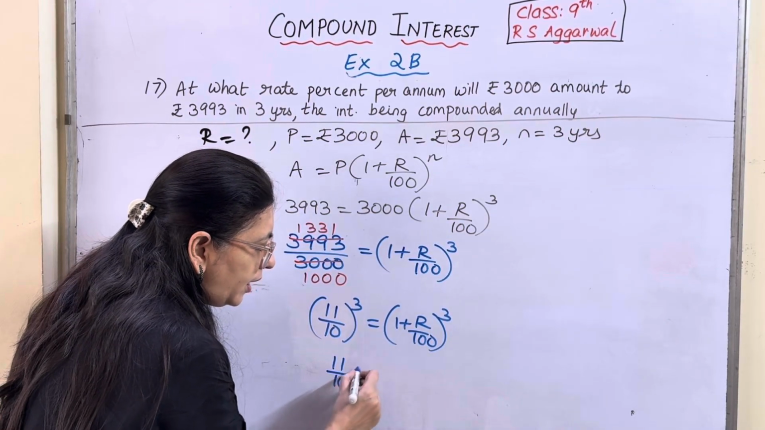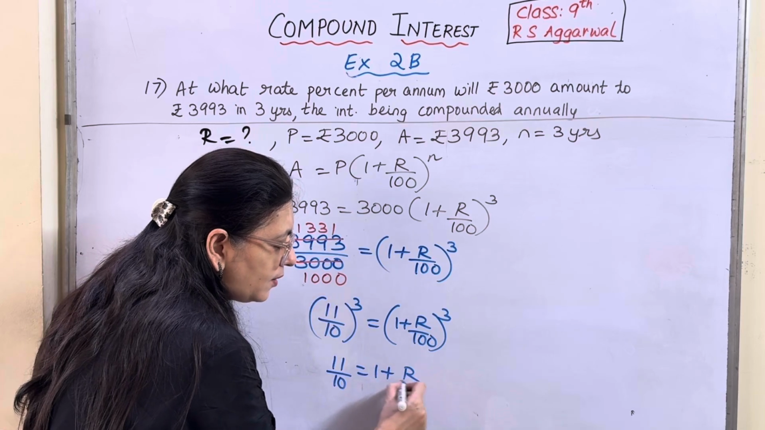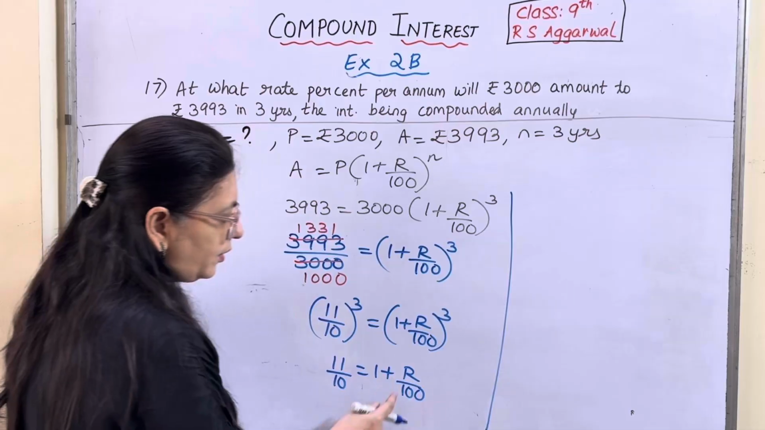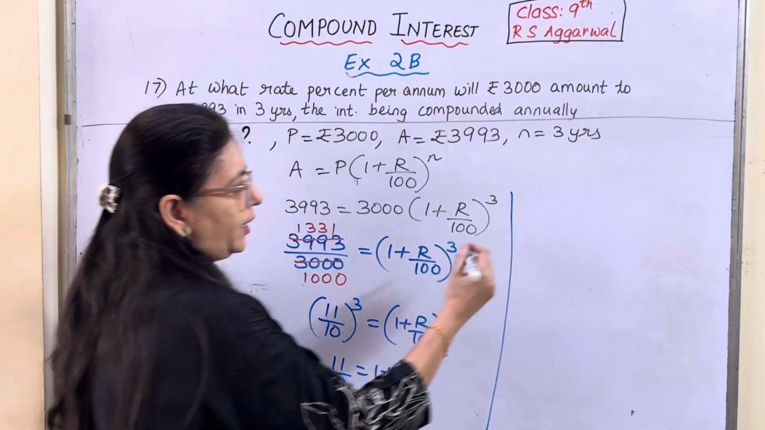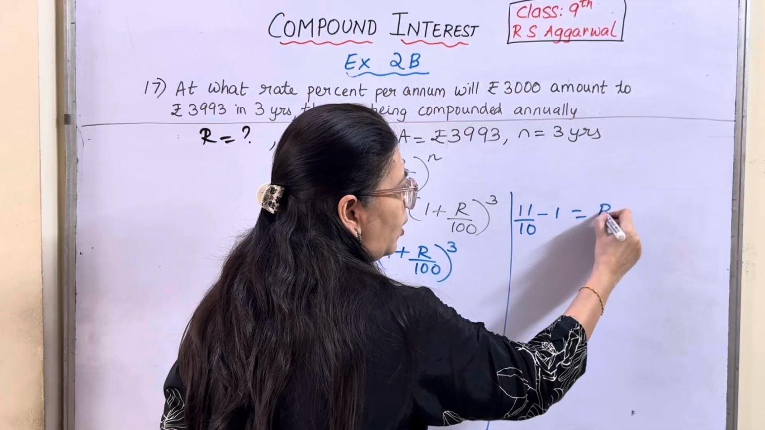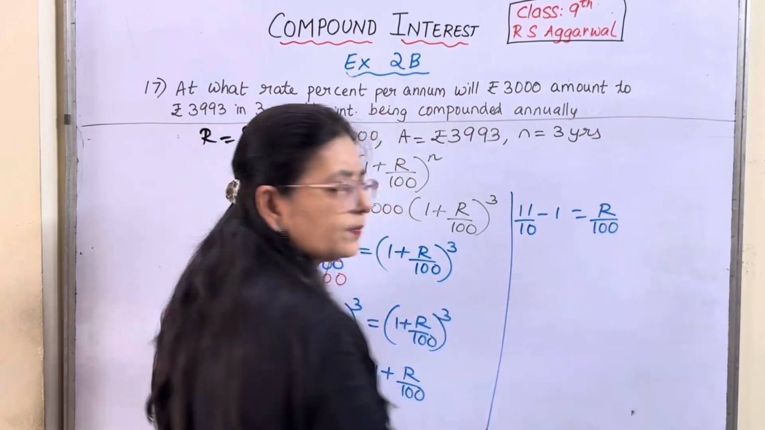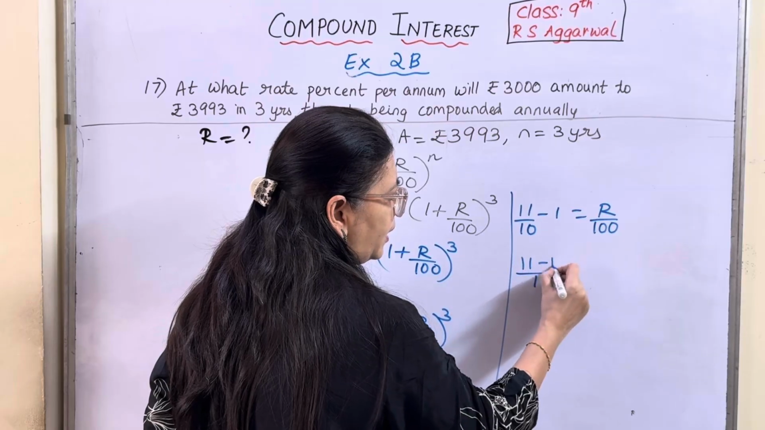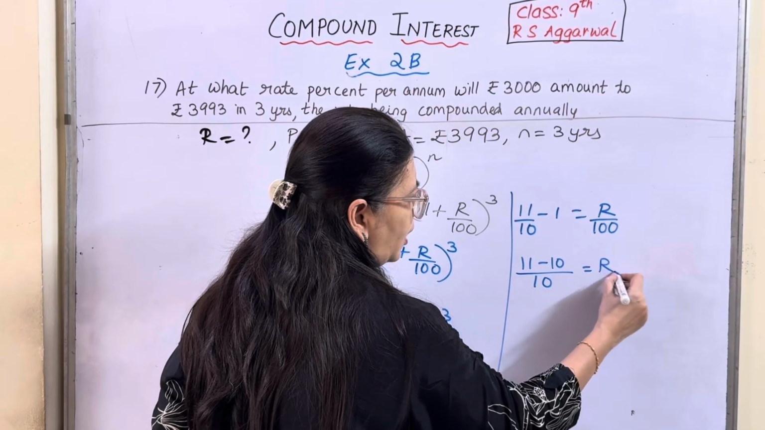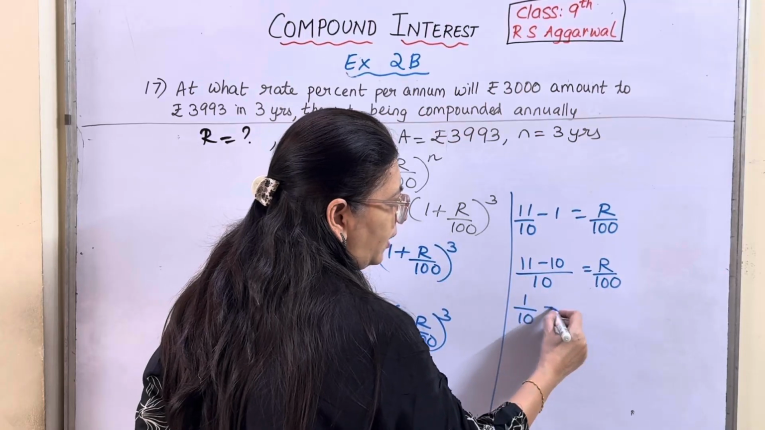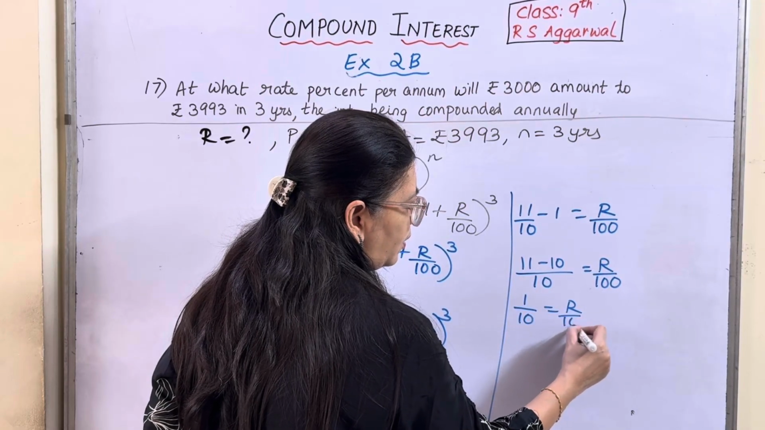11 upon 10 is equal to 1 plus R upon 100. Right? Now how to solve this? Take this 1 to this side. So 11 upon 10 minus 1 is equal to R upon 100. Right? Now take the LCM as 10. 11 minus 10 is equal to R upon 100, which is 1 upon 10 is equal to R upon 100.